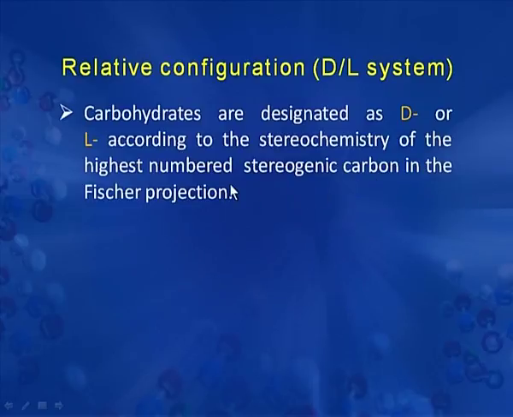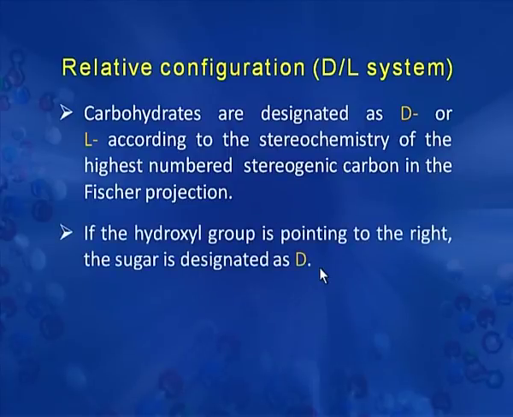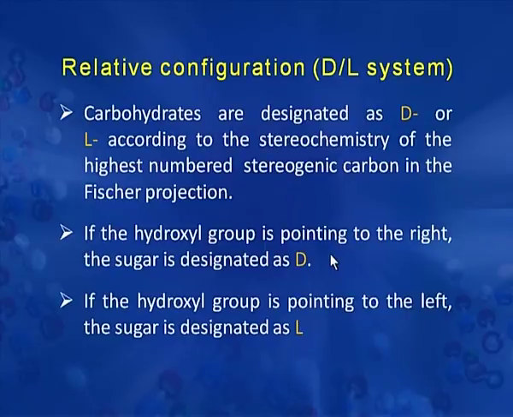Highest numbered stereogenic carbon means that when the structure of a carbohydrate is written in Fischer projection, we write the aldehydic group or carbonyl group towards the top side, and we compare the configuration of the lowermost asymmetric carbon atom. On that carbon, if the hydroxyl group is pointing to the right, that carbohydrate is designated as D, and if it is on the left side, then it is designated as L.